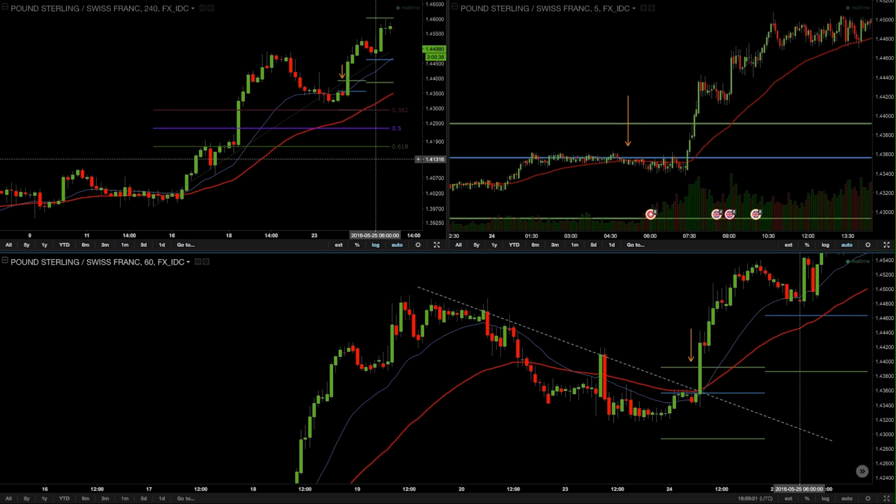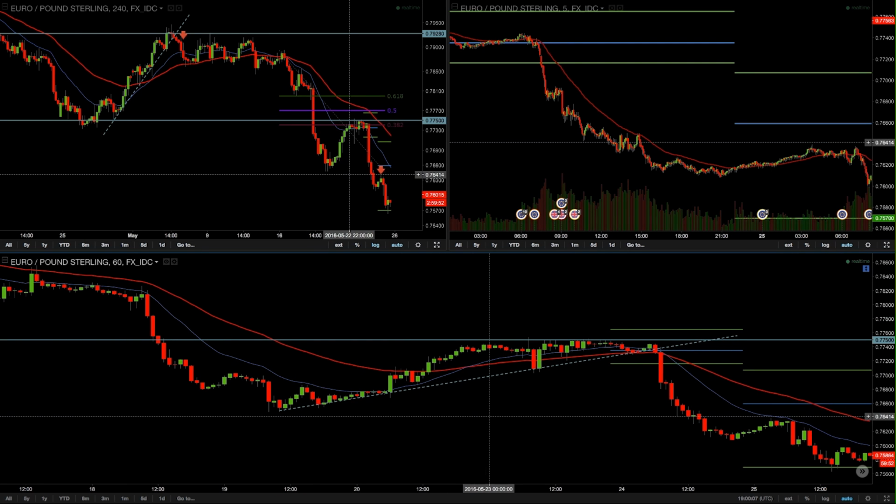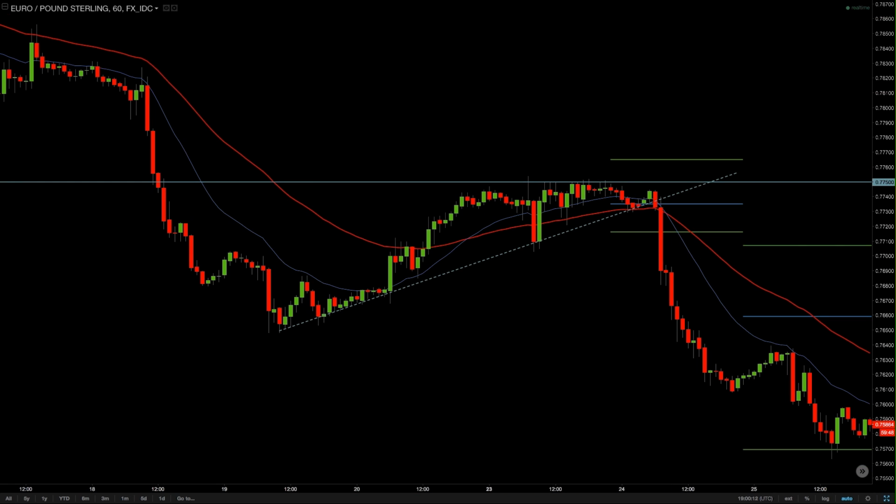Now this is pound Swiss. Let's have a look at euro pound, which is correlated to pound Swiss, and see what that pair was doing at around the same time period. And this is it. When we look at this 1-hour chart on euro pound, it is pretty much identical to pound Swiss. Let's zoom in, and you can see that we have the same price action.